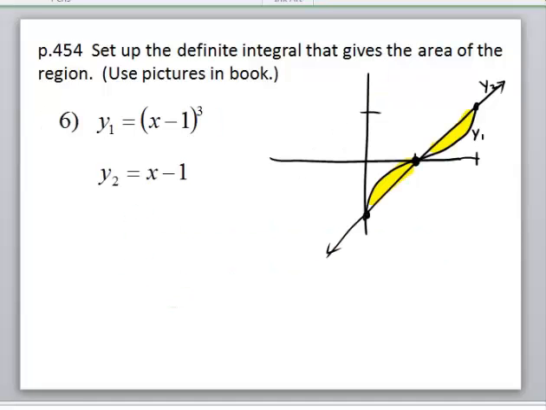Let's look at a second example. Again, we're going to just set up the integral. So I'm going to look at where these are intersecting, and they're intersecting when x is 0 and x is 2, so from 0 to 2. We're going to take the top function and subtract the bottom function.